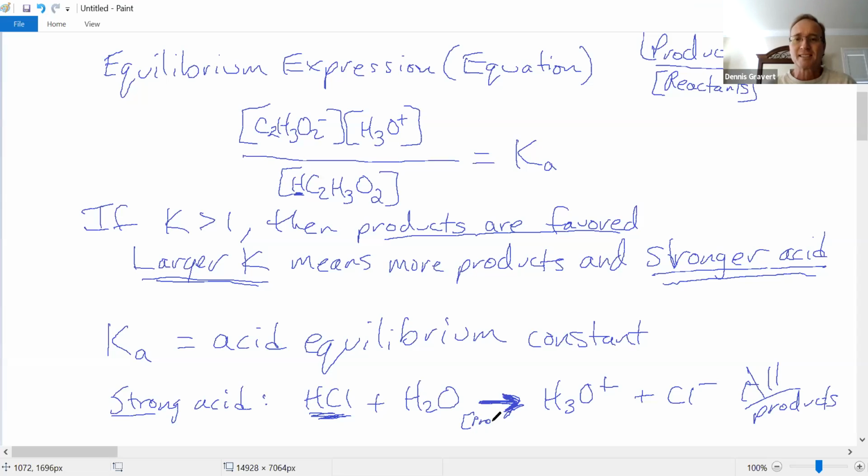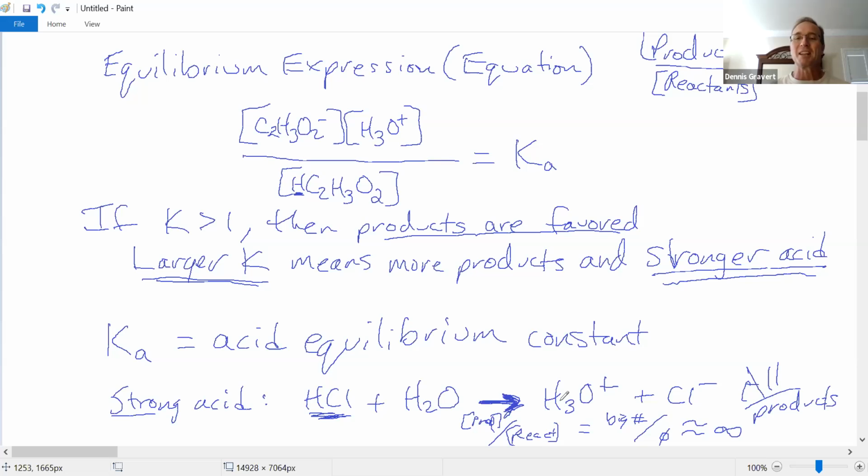If you write products over reactants, you're going to have some big number divided by 0, right? There are no more reactants. They've all reacted, the concentration is 0. And as you divide by 0, or the limit of when the denominator gets smaller and smaller, approaches 0, the limit of that goes to infinity, which is the biggest K of all.